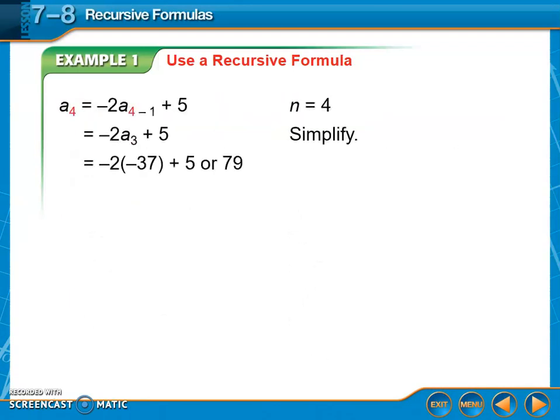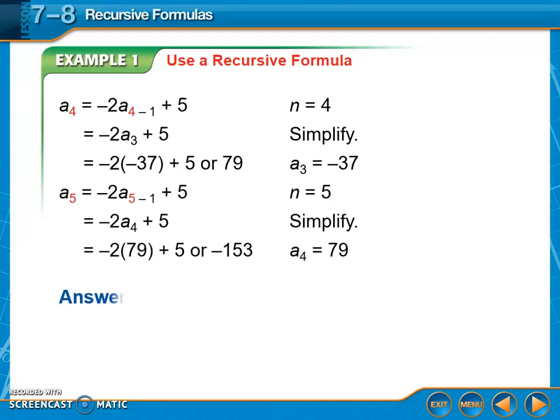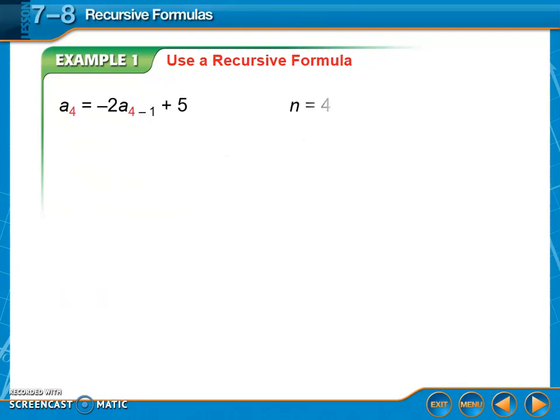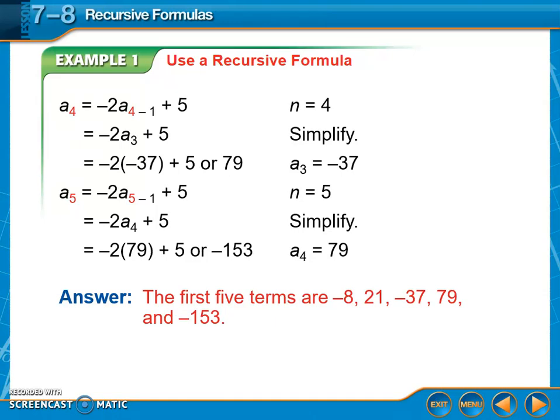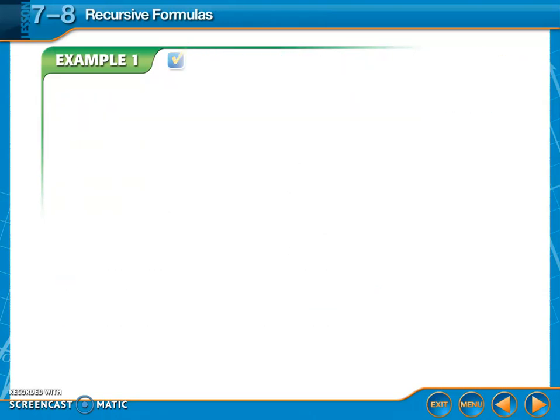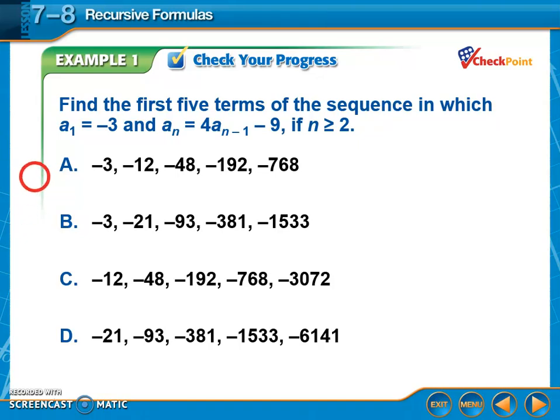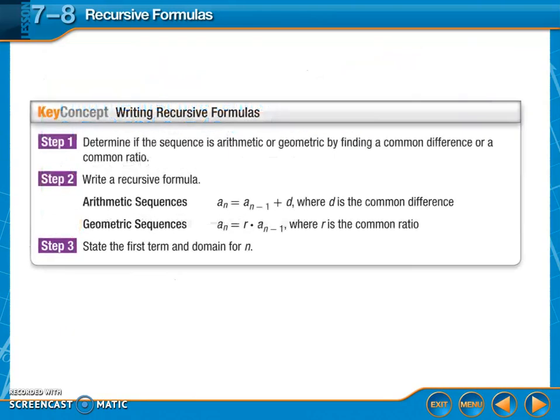And continuing that pattern, you're going to get a4 and a5. So look at those for a quick minute and see if you understand it, and copy them down. Plugging in 4, you're going to need a3. To find a5, you're going to need a4. And the pattern continues. So at the end, after you have all of them, you should have -8, 21, -37, 79, and -153 as the first 5 terms of this sequence. You guys try this one.